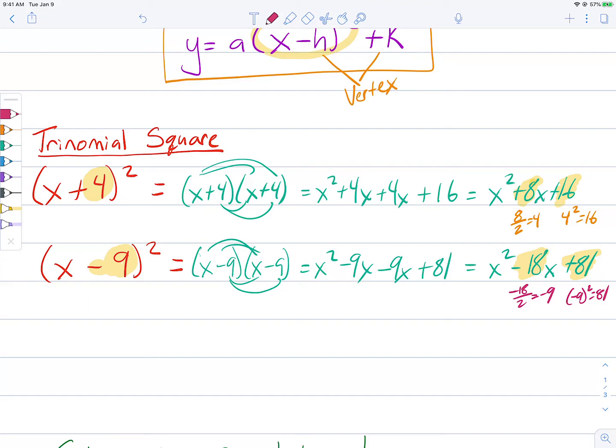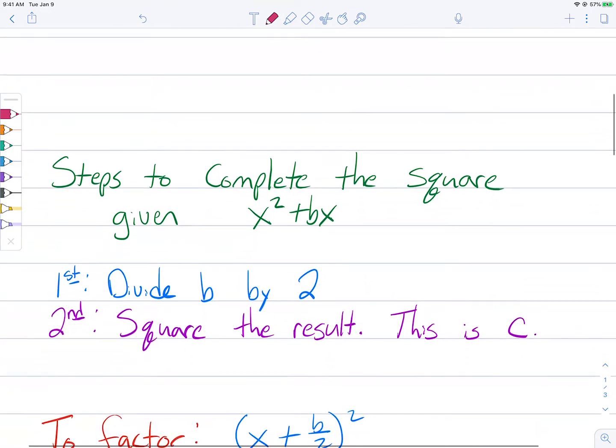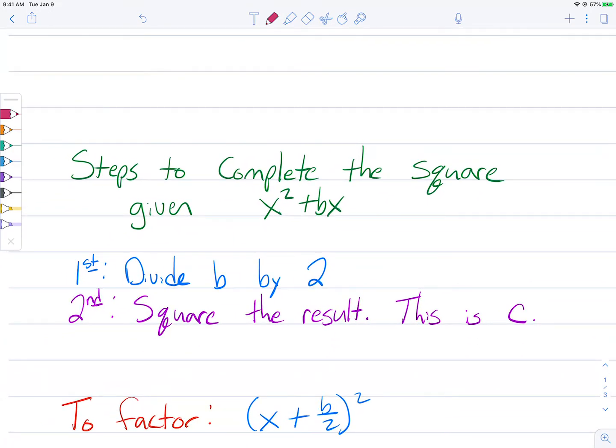So those numbers that you end up with when you distribute are completely related to the original factored numbers. So we're going to use that idea to complete the square. In other words, we're missing the constant. We don't have a plus c right here. So here are the steps for completing the square. And you're only going to be given x squared plus bx. What you're trying to find is c.